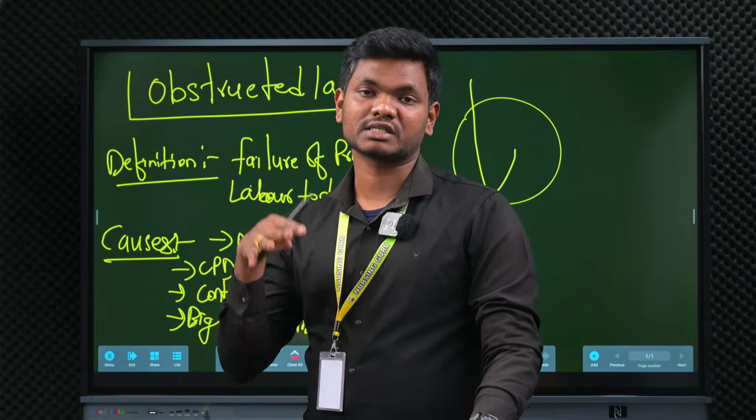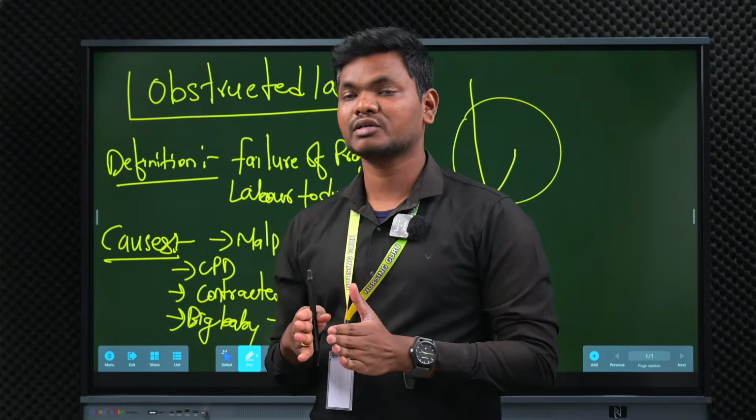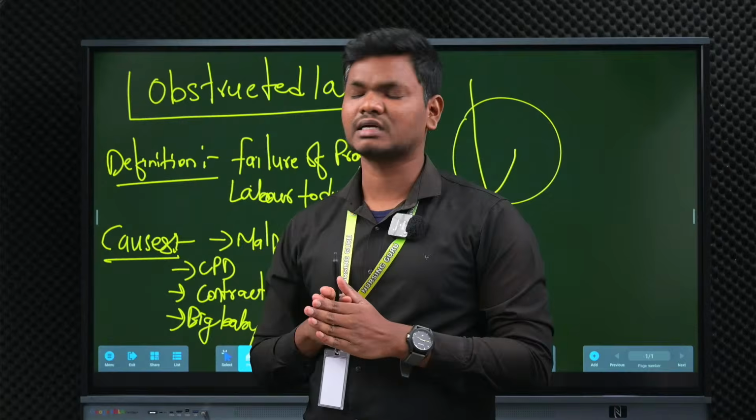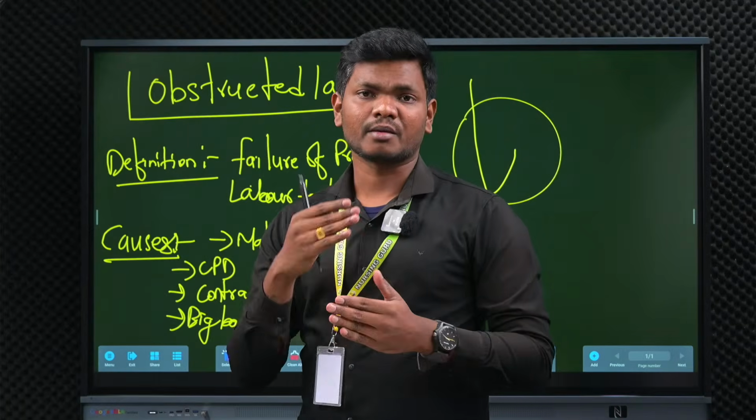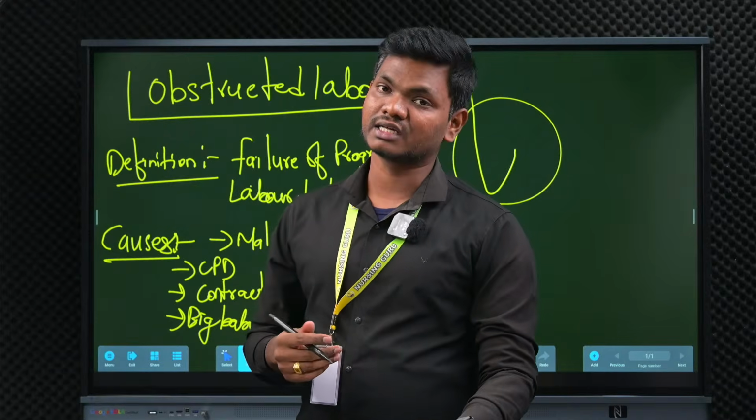So obstruction will make the baby push down. But due to the narrowing space or any kind of mechanical obstruction, the baby is not coming down to the birth canal. So that may lead to increased molding.